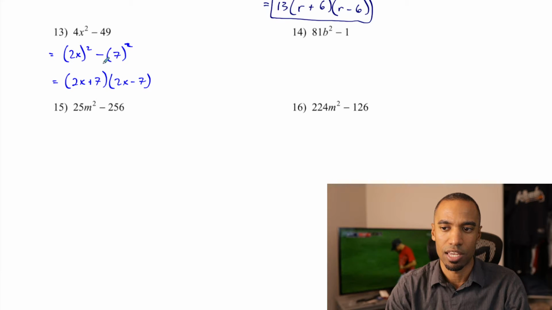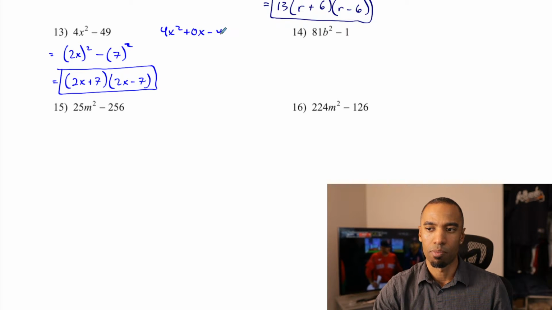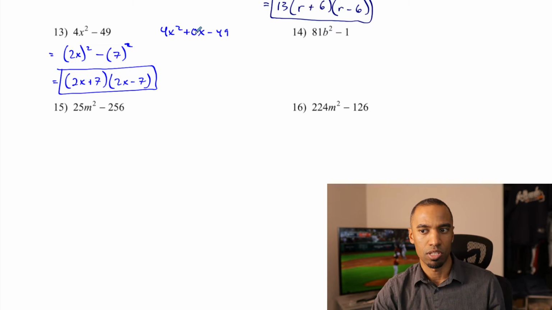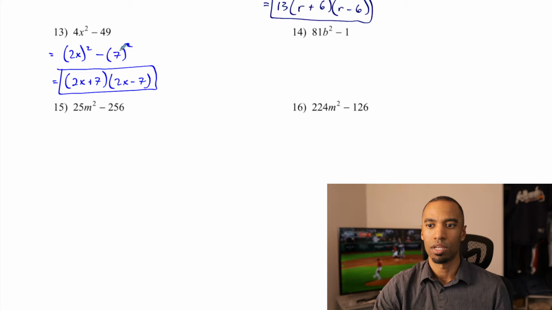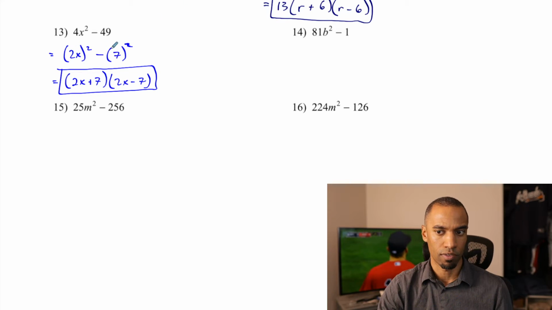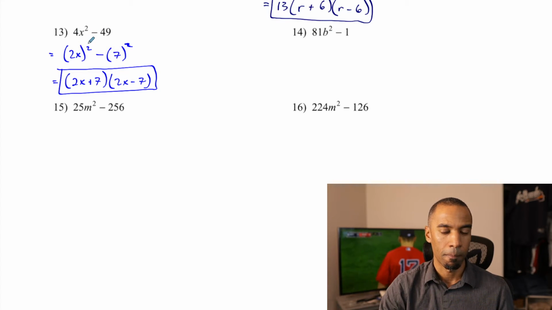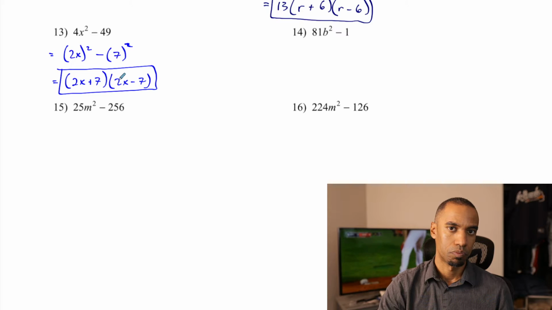So recognizing that a squared minus b squared gets you into that straight up, where we don't have to do 4x squared plus 0x minus 49 and try and find numbers that can combine to get the 0. We're not going that far into this, guys. I'm giving you a shorthand process. You might as well take advantage of it when it's there. Recognizing it's important. Knowing your perfect squares is important. Doing this out is important.